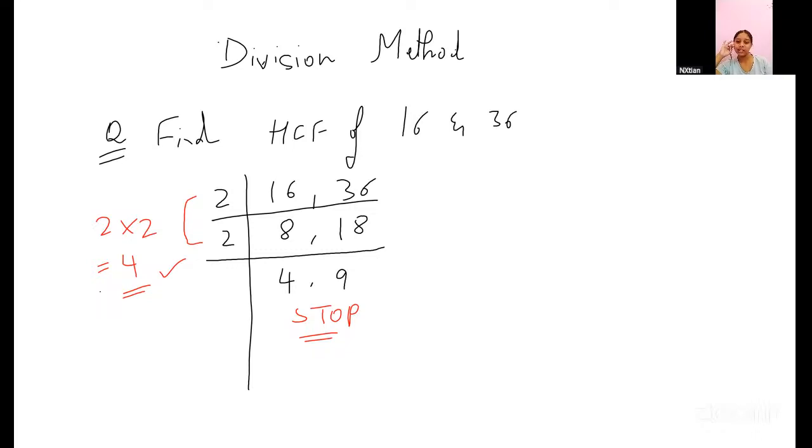Then 4 and 9 are not coming in the table of 2. So here we stop. And whatever factors you have outside, you just multiply them together. And there you have the HCF. Understood this method? Okay. When you are unable to do with the same table, you just stop. Take whatever is outside and multiply them.